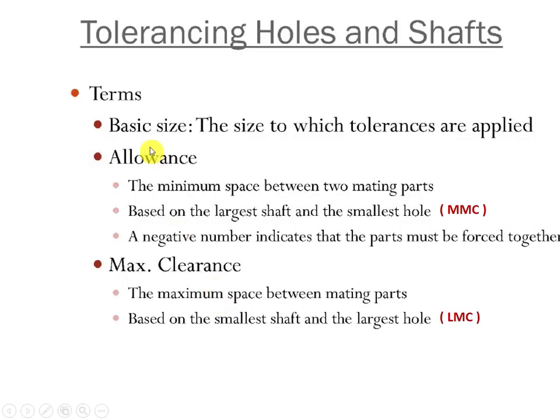So guys, again, basic size: the size to which tolerance is applied. Allowance: the minimum space between two mating parts based on the maximum material condition. Clearance: the maximum space between mating parts. It depends on the least material condition.